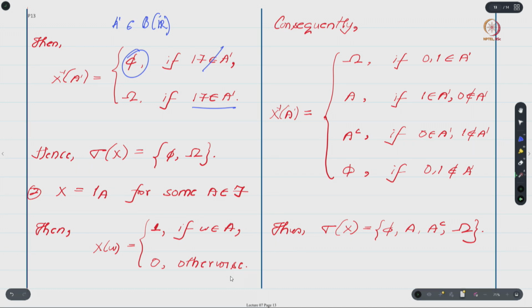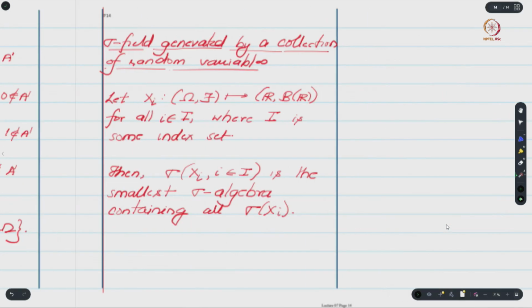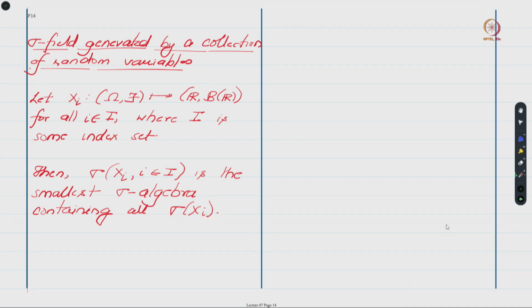In this case one can see very easily that X inverse of A prime satisfies these 4 values depending on whether 0 and 1 belong to A prime, or 0 does not belong to A prime, 1 belongs to A prime, and so on and so forth. You can very easily verify that, and because of this verification one can see that the sigma field generated by X consists of the empty set, A, A complement and omega. Is this okay?